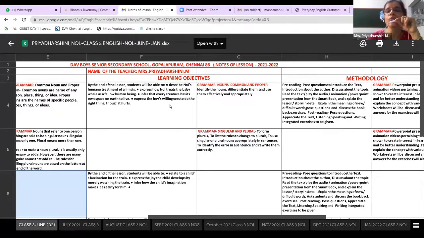What is the right thing to do? What is the wrong thing to do? So that also we can tell the children. How to show kindness to animals, we can say, and what is the right thing that we are supposed to do to the animals. That also you can stress on while teaching this concept.